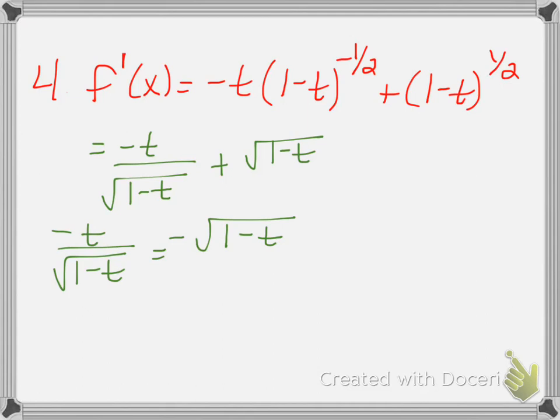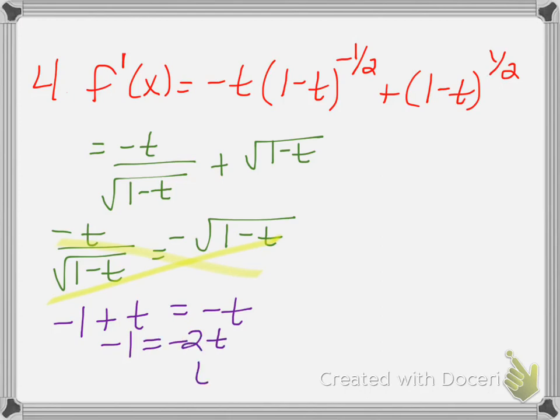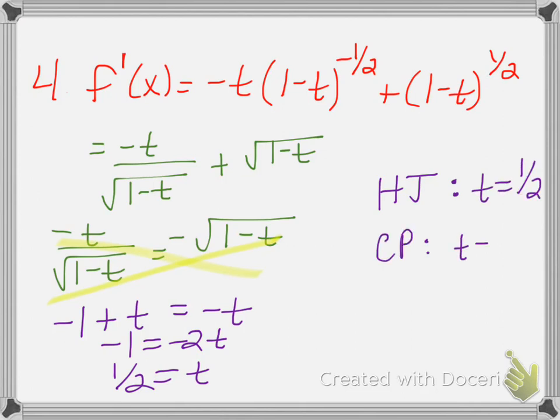And we're going to cross multiply, so we'll do this side equals this side. So when I cross multiply the square roots, I end up with a negative and then 1 minus t, so that's -1 plus t. And then equals the other side that multiplies, so that's -t. Subtract t on both sides. Divide by -2. So we get t is a half. So from our horizontal tangent lines, there's one at t equals a half. Critical points, t equals a half is 1.